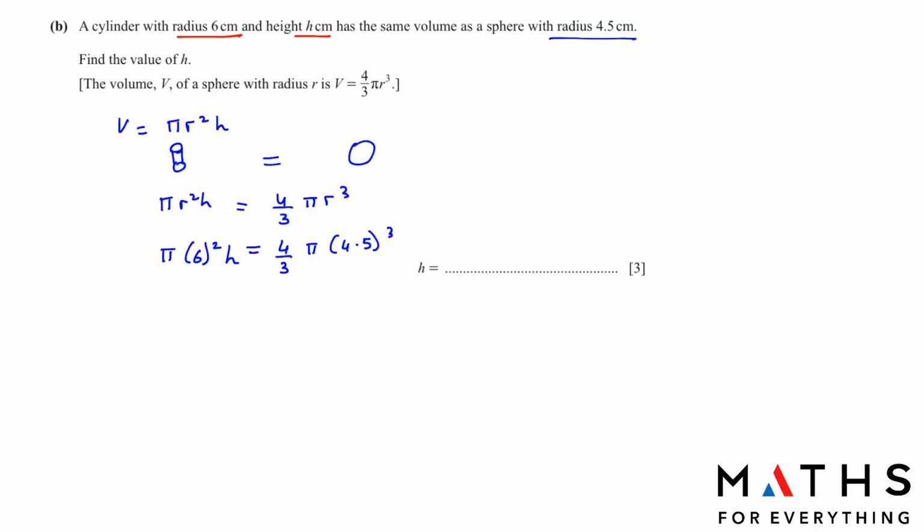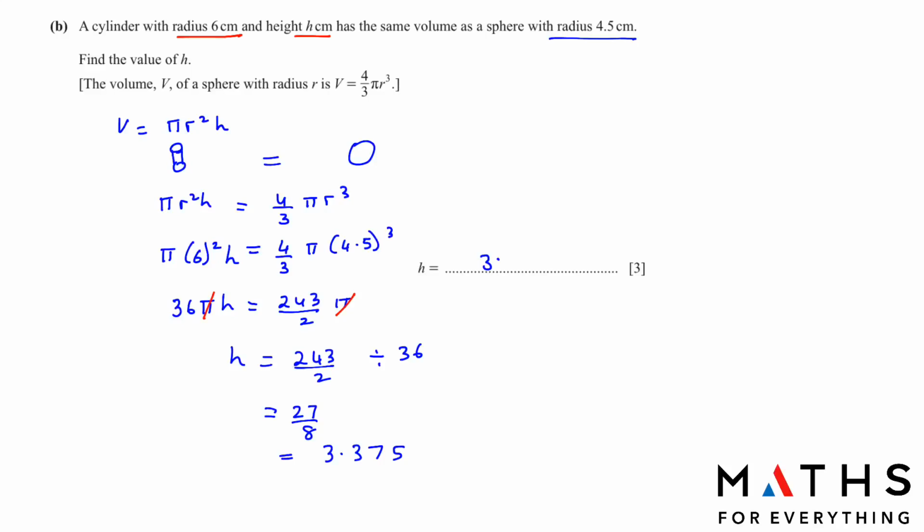Do not make the pi into a decimal. For now, let's leave it like that. You will get 36 pi h is equal to, don't put the pi in the calculator, you will get 243 over 2 pi. The 2 pi's will get cancelled, and then you will be left with h is equal to 243 over 2 divided by 36, which will give us 27 over 8, and in decimal form that is 3.375 centimeters.